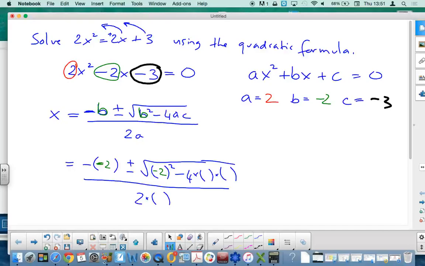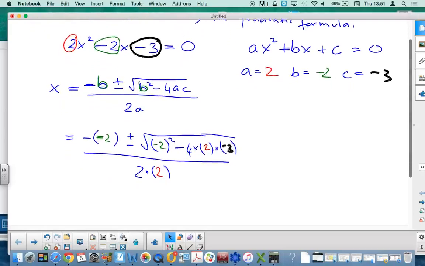Other numbers to put in here then. We said a was 2, so a only appears here, 4 times 2, and at the bottom, that's where it goes. And the c value, which I was doing in black, was negative 3, and that just gets used here. And that last negative is very important because it stops us having a negative in the square root in this problem. Does anyone want to ask a question about rearranging and then substituting in?